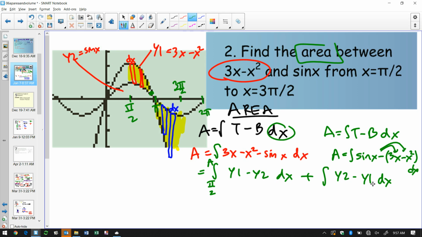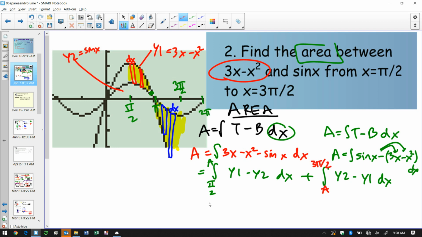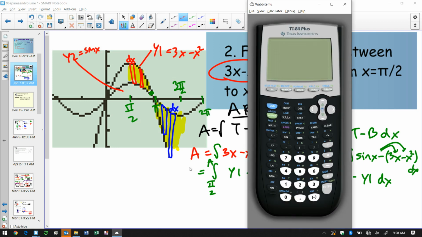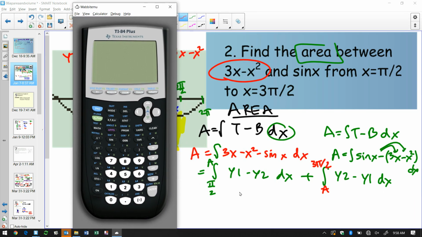What would be the bottom point here? A. And what would be the top? 3 pi over 2. Okay? So let me go to my calculator and put all of this in, but I still need to find A first. I've already got my y1 and y2 put in. You guys see it's already in. Let me find my A.